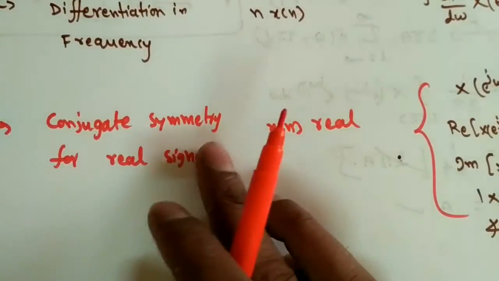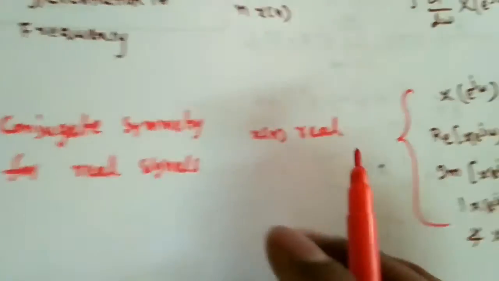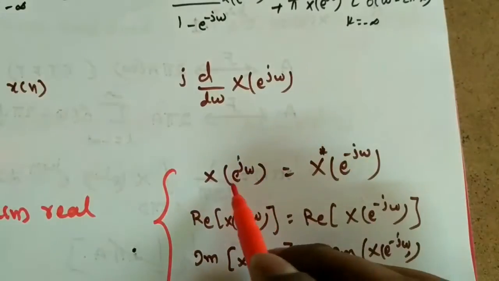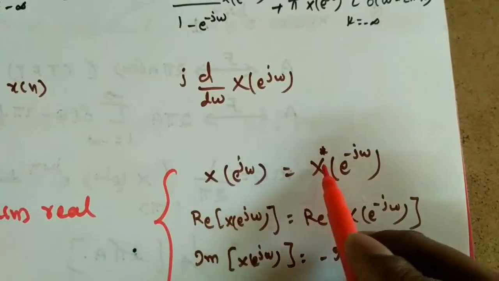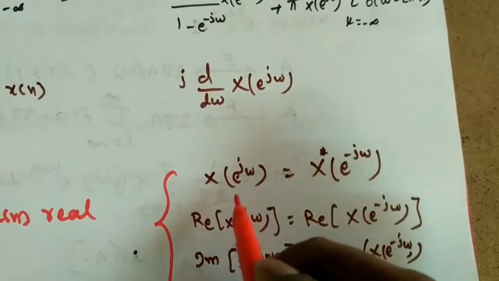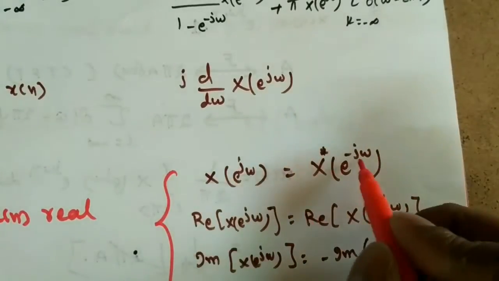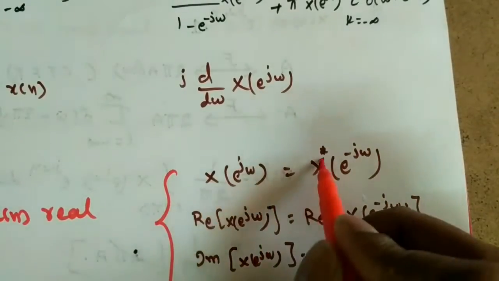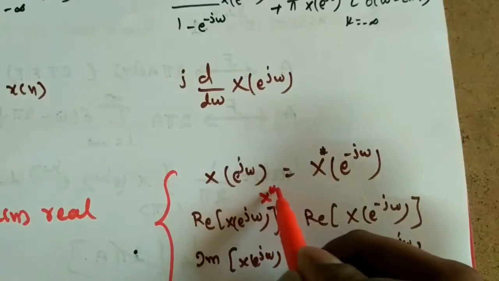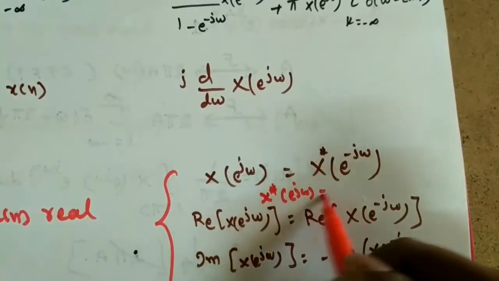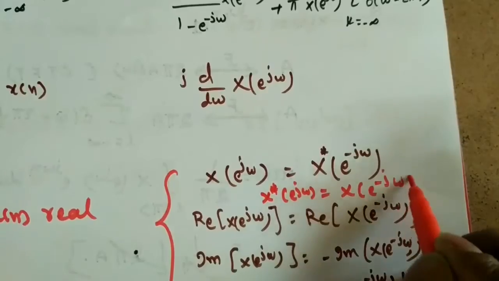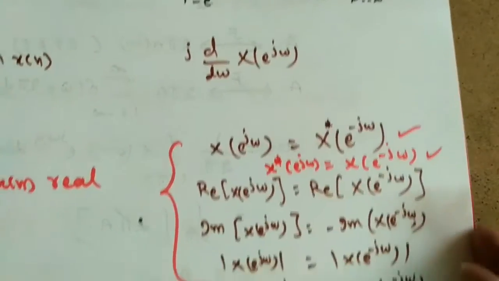Next one is conjugate symmetry for real signals. That is, if x of n is real, then the conjugation will be the same. That is, x of e power j omega is equal to x conjugate of e power j omega. Or this can also be written like this: moving the conjugate to this side, x conjugate of e power j omega is equal to x of e power minus j omega. This is also right.